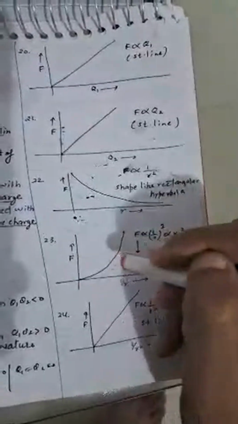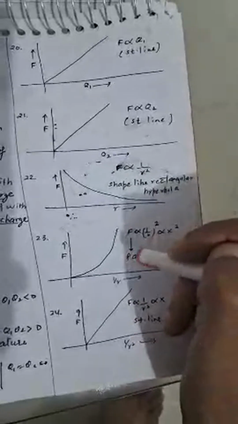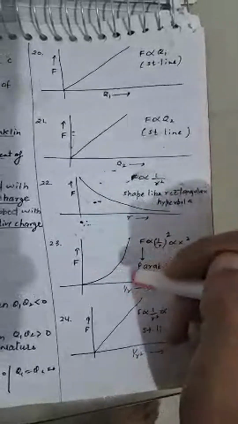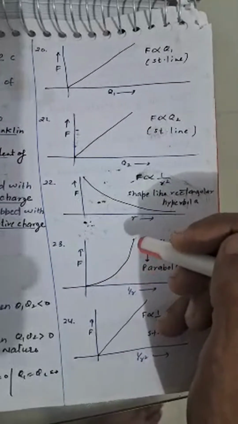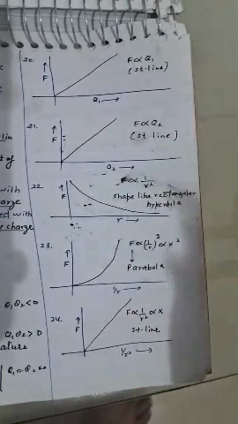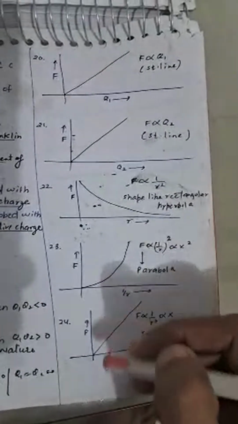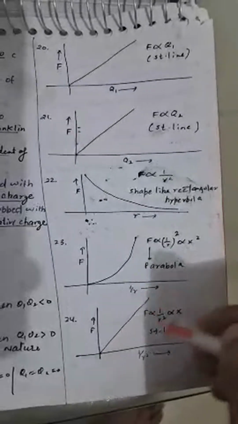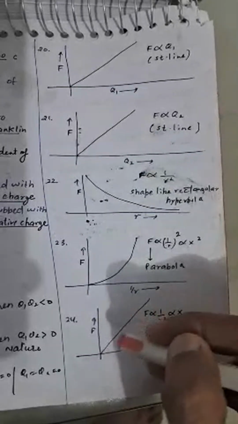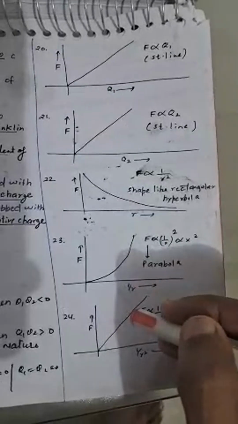Now this graph is very interesting. We have to draw the graph between force and 1 by r. So what I do is I take 1 by r as x. So I can say that force will be proportional to x square. So the graph is going to be a parabola in this case, turning toward the F-axis. If we draw the graph between F and 1 by r square, again using the same analogy, I take 1 by r square as x, so force will be proportional to x. So the graph will be a straight line as shown in the figure.